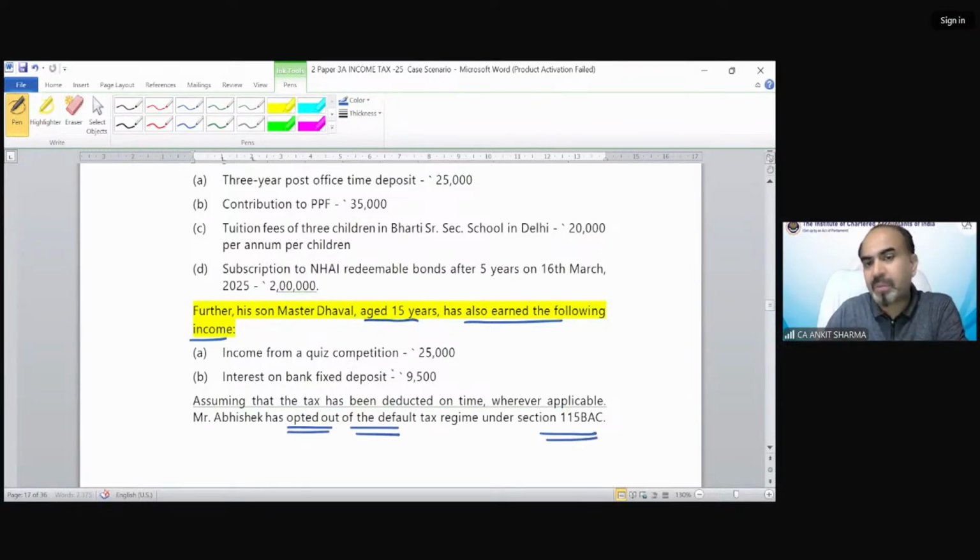Income from quiz competition and interest on fixed deposits. Can you tell me, out of these two incomes, whether both are going to be clubbed, or only one is going to be added for the purpose of clubbing, or there would not be any clubbing? So what is your answer in respect of A and B? Or you can just tell me how much income is going to be clubbed.